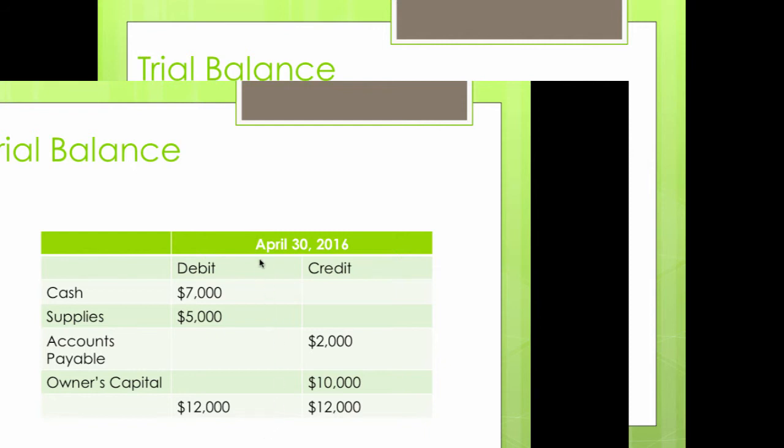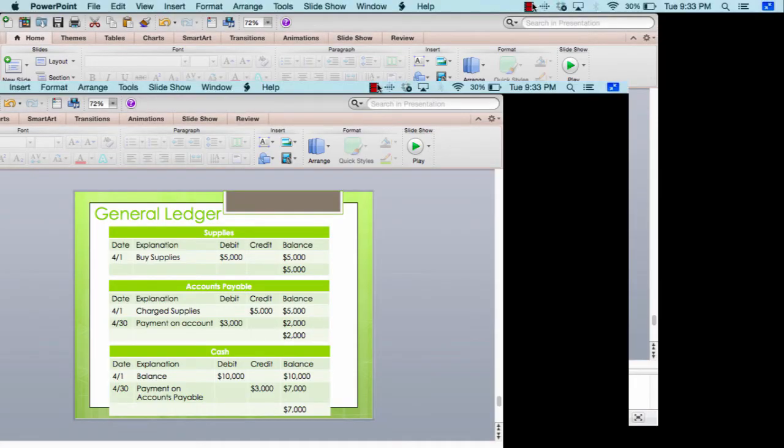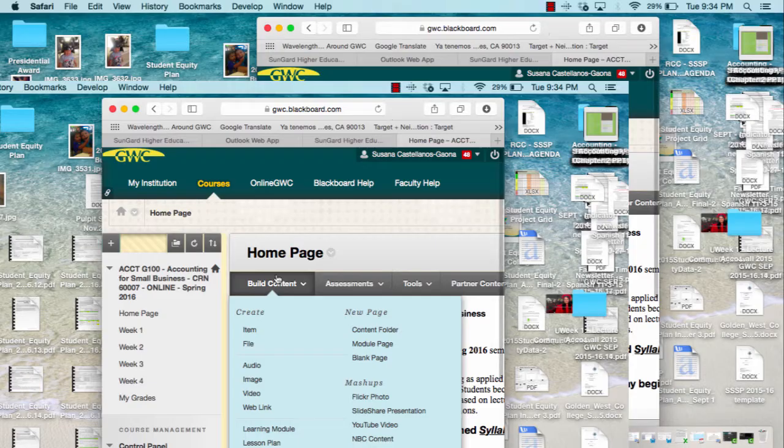So once you finish posting all of your accounts balances on your trial balance, you're going to be adding the debit column and the credit column. And you have to make sure that the debit column equals the credit column, which in this case is $12,000. And that is all that you have to do.